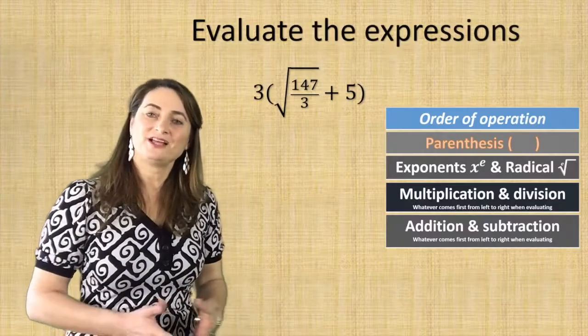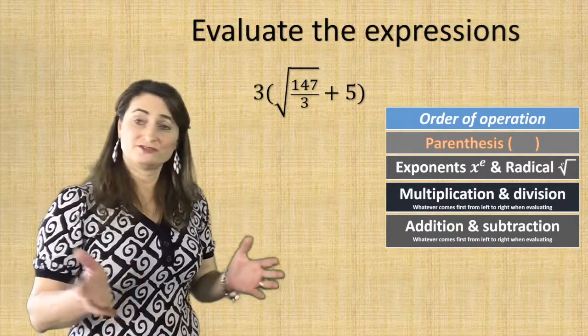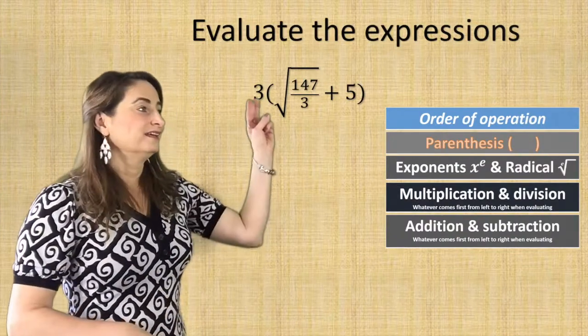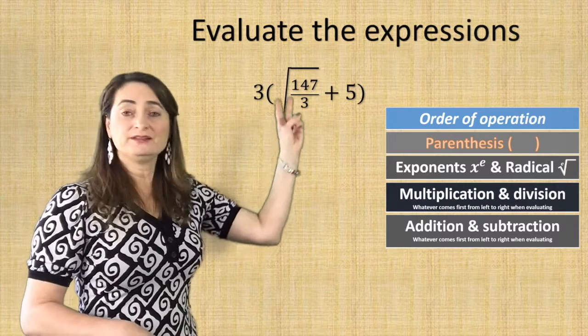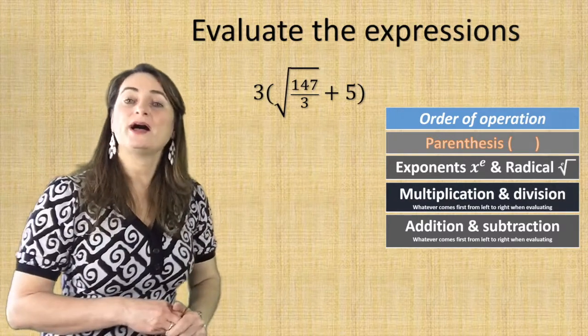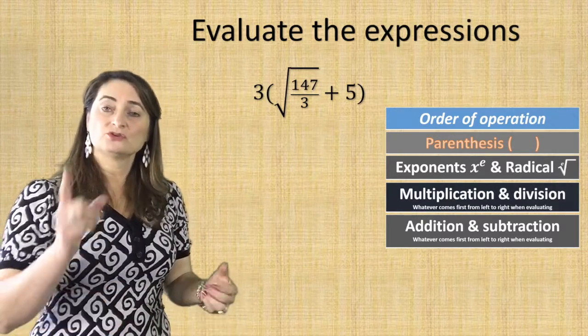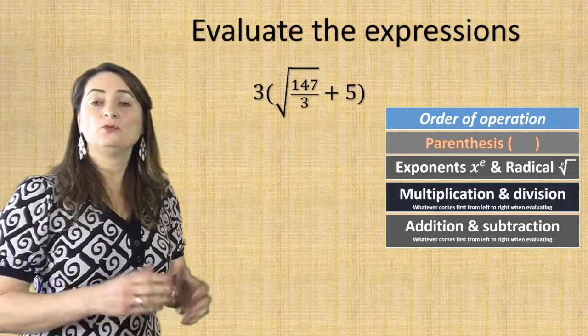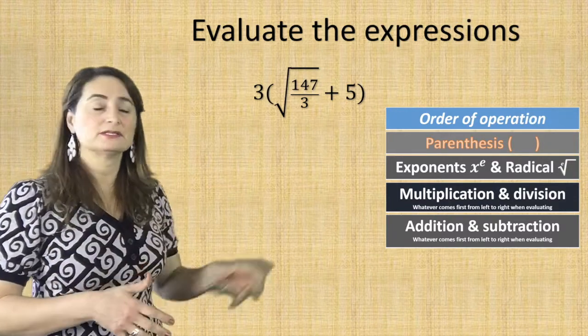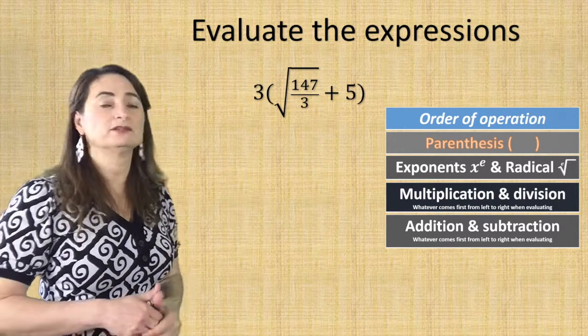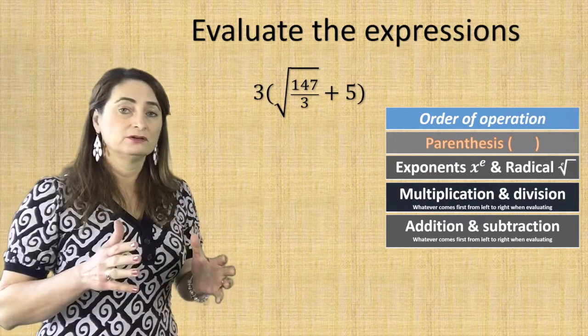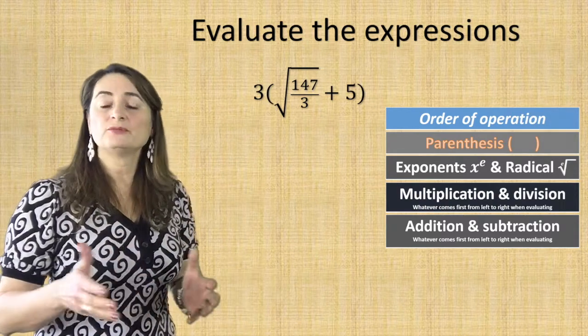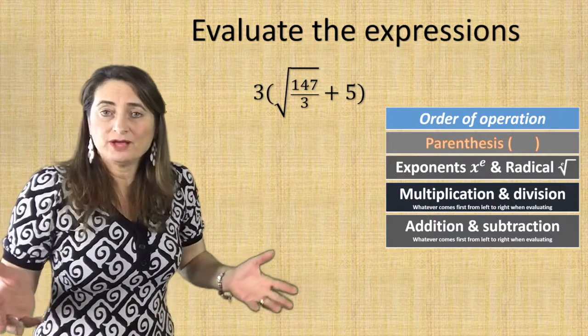Here's the last evaluating question, just for more practice. You have 3, and then parentheses. Inside the parentheses, you have the square root. So follow the order of operations: what's inside the parentheses first. Now look at the square root of 147 divided by 3. Neither 147 nor 3 are perfect squares. So what do I do now?